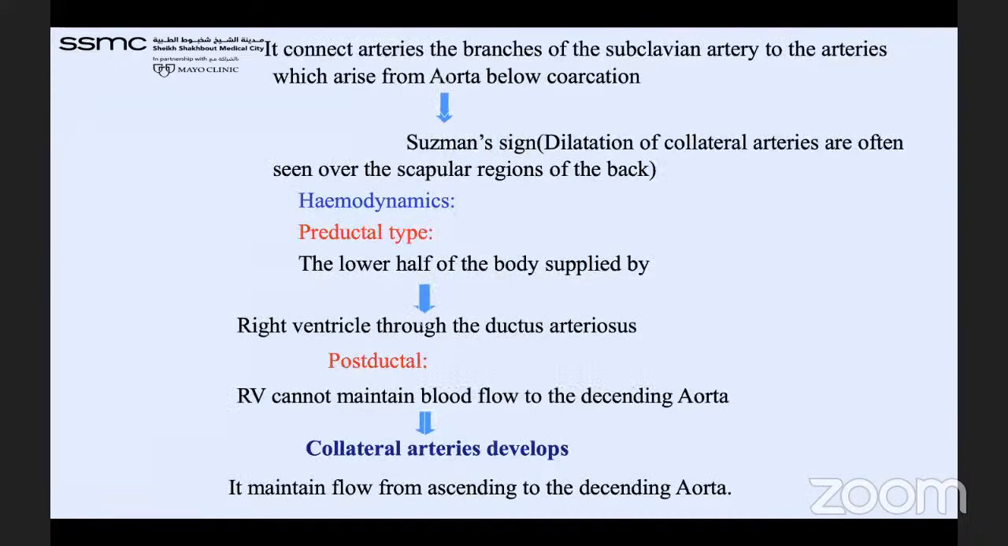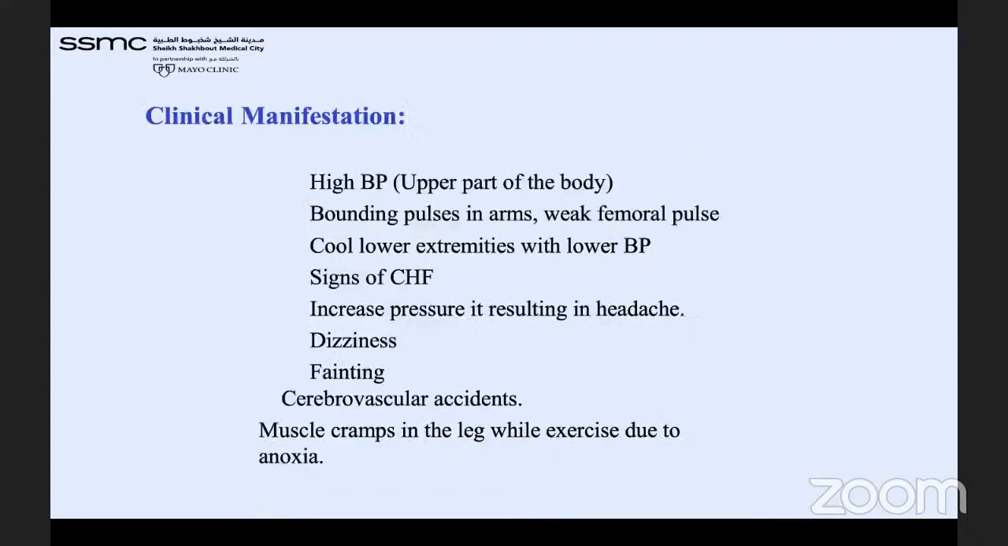And then there is one sign called Suessman sign. Dilatation of the collateral arteries is often seen over the scapular region of the back. Hemodynamically, in the preductal type, the lower half of the body is supplied by the right ventricle through the ductus arteriosus. In the postductal type, the right ventricle cannot maintain the blood flow to the descending aorta. So you have to imagine this anatomy, where the location of the coarctation is and what happens. The pathognomonic sign is the absence of the femoral pulses.